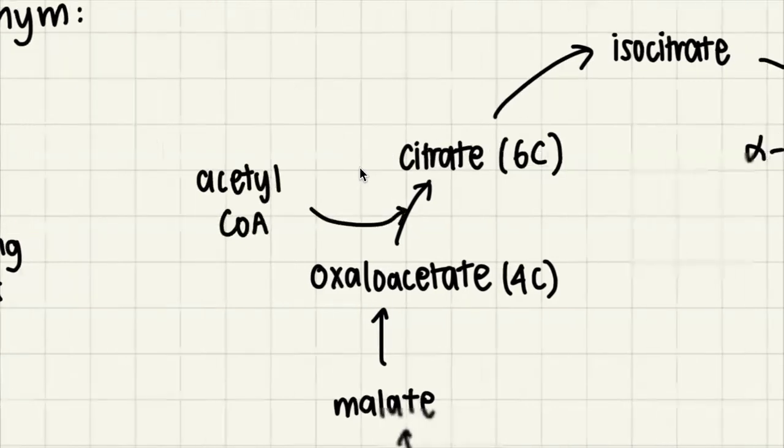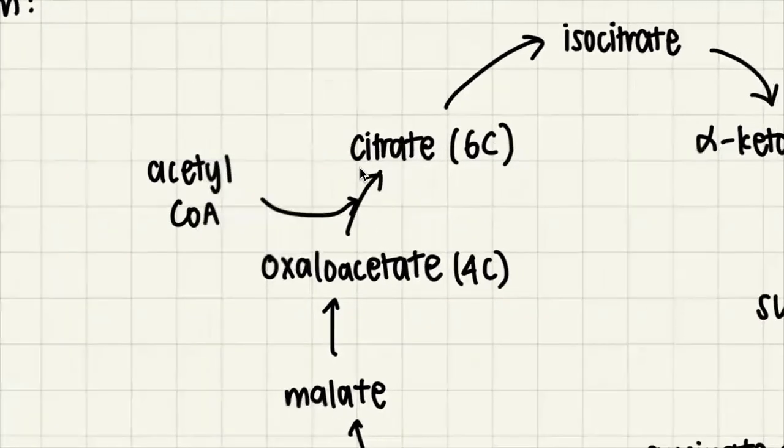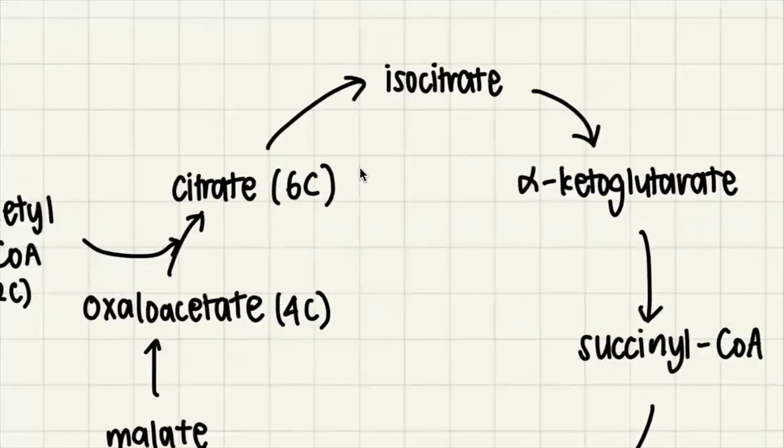Your acetyl-CoA from your link reaction enters the Krebs cycle over here. So remember that it's between oxaloacetate and citrate, because acetyl-CoA is a 2-carbon compound, your oxaloacetate is a 4-carbon compound, and your citrate is a 6-carbon compound. So 4 plus 2 equals 6. Then we move on to isocitrate, which is also a 6-carbon compound. So between citrate and isocitrate, this reaction is actually just isomerization.